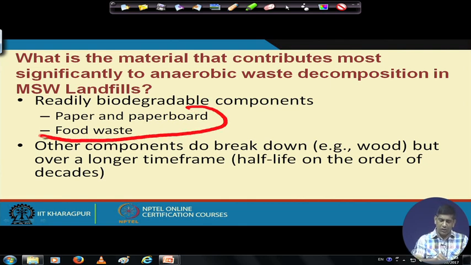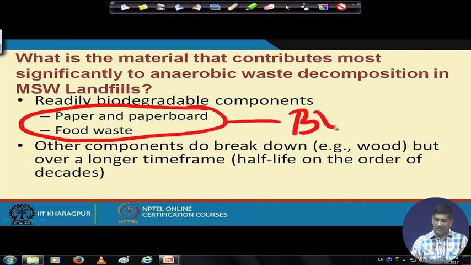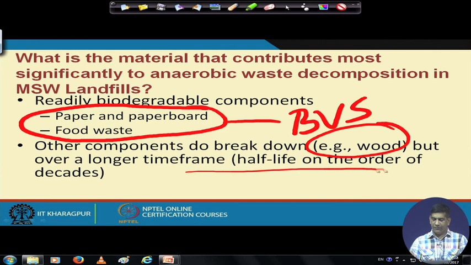So these are what you will see mostly as part of what we call the BVS fraction, biological volatile solid fraction. Then there could be other components that do break down, for example wood, as I was talking about, but over a longer time frame. Half-life is much higher.